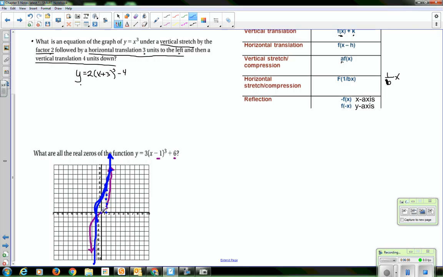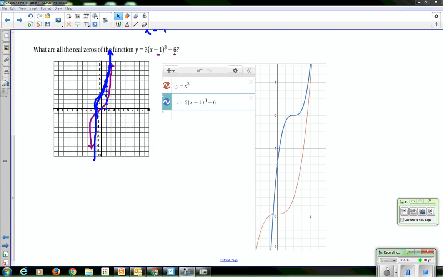So it's going to move our 0 to the right and up 6. So our 0 is going to be around x equals -1. And then we'll check our graphing utility just to make sure, because my wiggly graph's not so amazing.